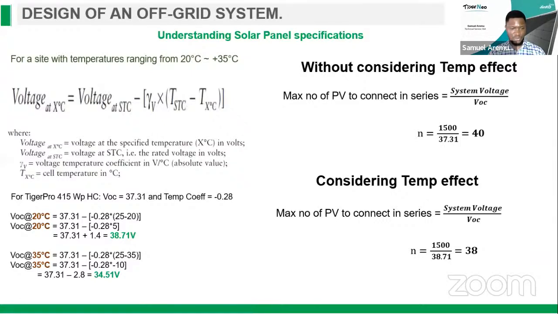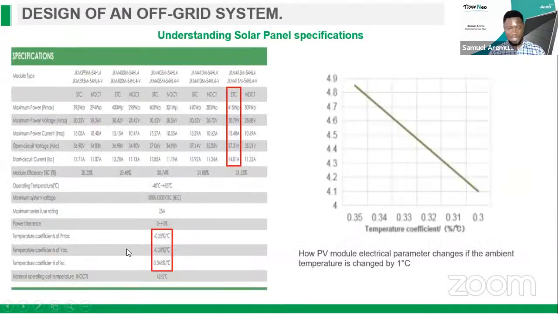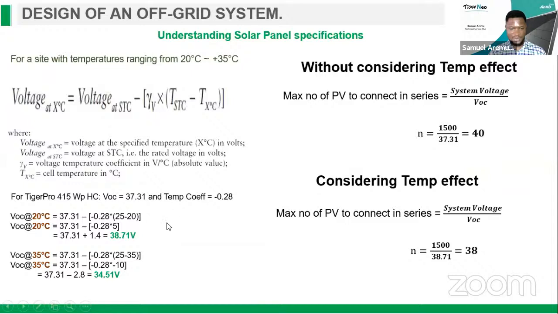So, for example, we're using a Tiger Pro module of 415 watts, and the VOC is 37.31 volts, and the temperature coefficient of that voltage is minus 0.28. Where did I get this value from? You can see from this data sheet, the temperature coefficient of VOC is minus 0.28%. I've done a small calculation here, and we can see that at 20 degrees Celsius, the voltage has actually increased to 38.71 volts. And at a high temperature of 35 degrees Celsius, the voltage has reduced to 34.5 volts.